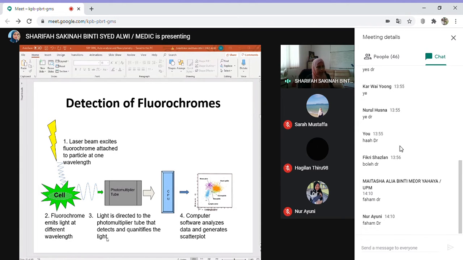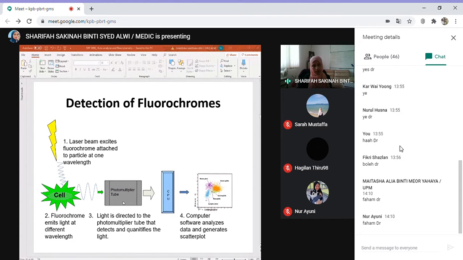Ini kan konsep dia lebih kurang macam spectrophotometer. Pernah dengar kan spectrophotometer during your first year? Konsep dia lebih kurang macam tu. But this one is the advanced one. Ini adalah high end machine and it's very expensive.